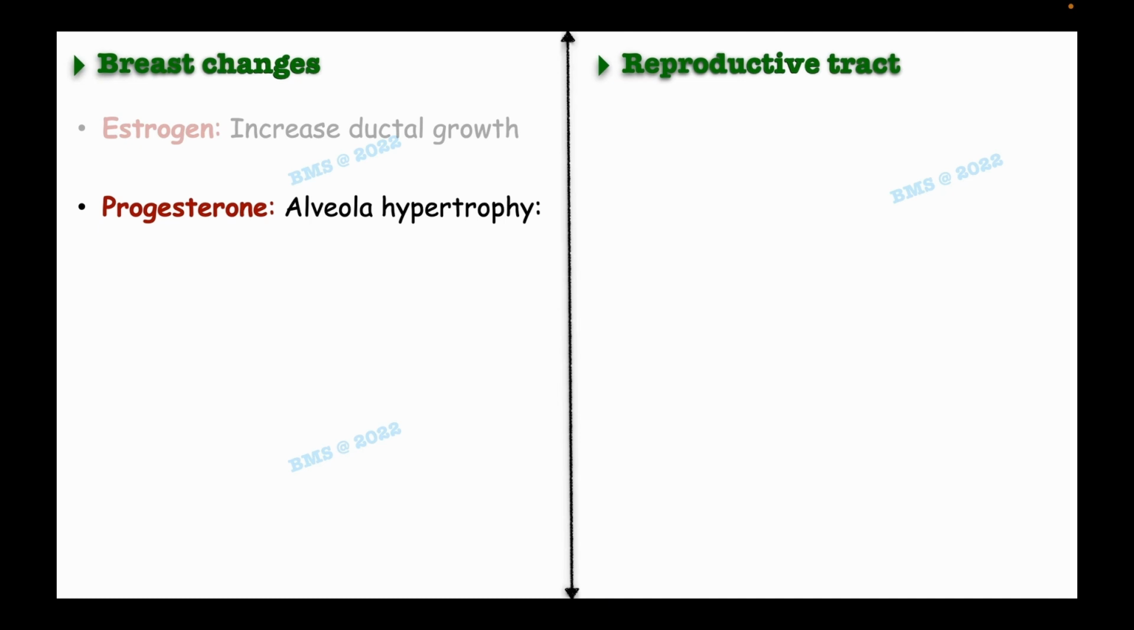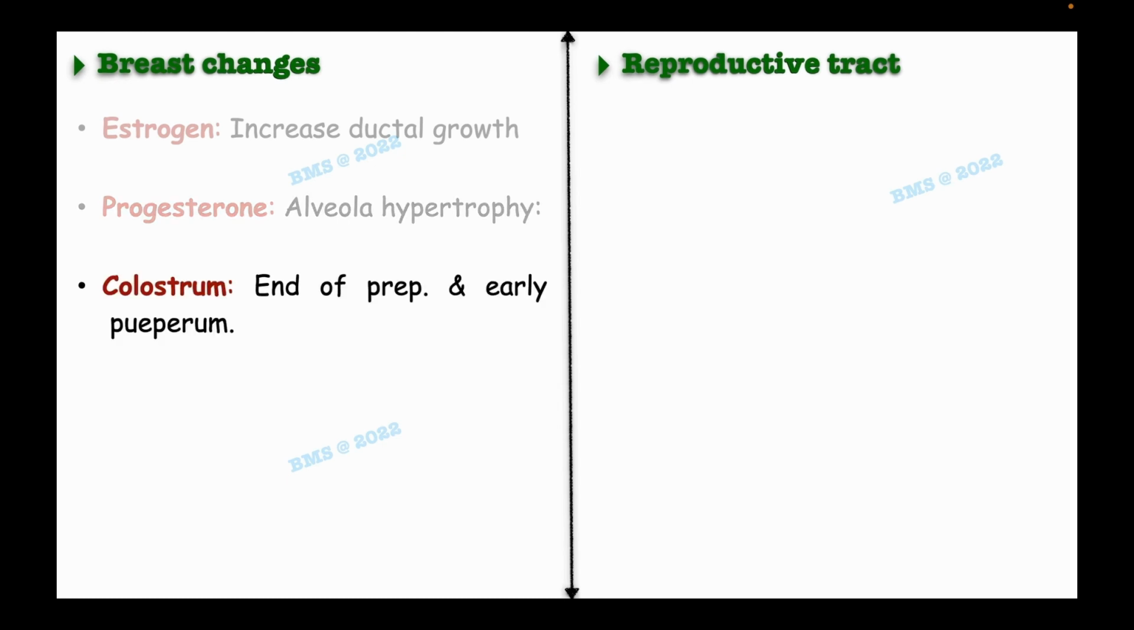Then we realize that towards the end of pregnancy and also in the early puerperium, the breast produces colostrum, which is the thick yellow secretions, which is rich in immunoglobulins. And this yellow secretion is not just rich in immunoglobulins, it is also rich in antibodies and antioxidants, and it helps to build the newborn baby's immune system. And so within 2 to 4 days, it changes from colostrum to the breast milk.